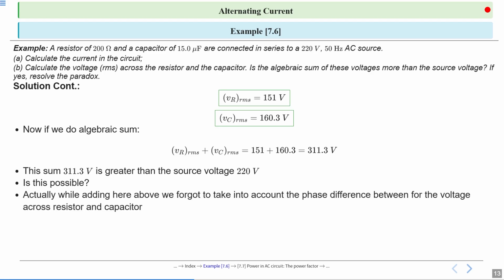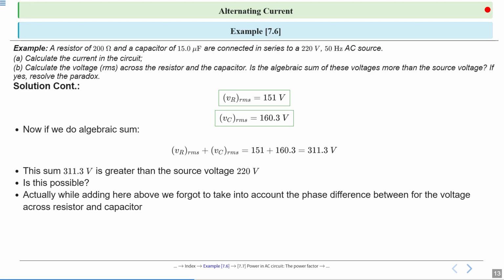So actually, while adding, the mistake we are making is that we are not taking into account the phase difference between voltage and current, or we can say between both these voltages. By adding above, we forgot to take into account the phase difference between voltage across the resistor and capacitor. Current is the same in the series, I RMS. V RMS is the RMS value of voltage across the capacitor.